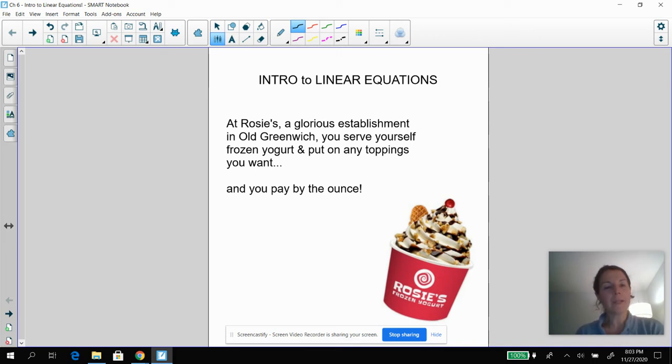So everybody knows, I think, Rosie's, which is like a self-serve frozen yogurt place in Old Greenwich. If you haven't been there, I bet you've been to one super similar where you fill up your little cup with yogurt and then you put as many toppings as you want and you pay by the ounce. Okay, so picture walking in, filling in your cup, and bringing it to the register. They weigh it, and you pay by the ounce. All right, so you've got that in your brain.